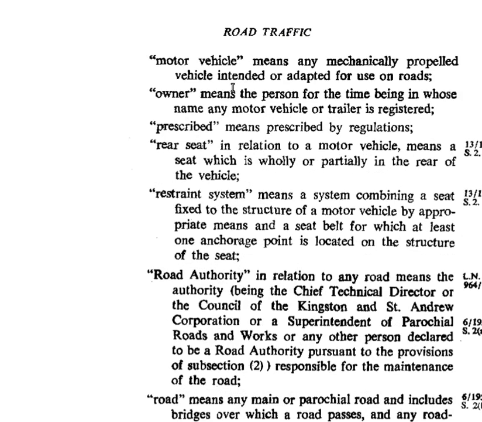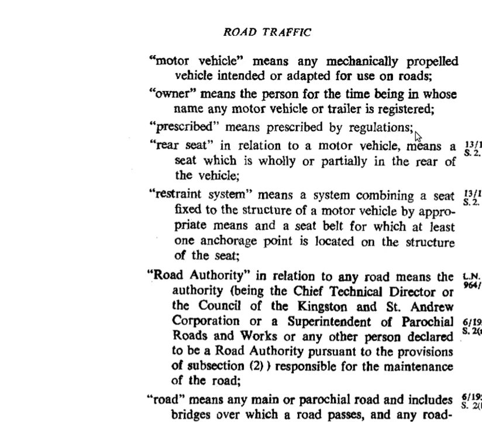Road traffic. Alright, motor vehicle means any mechanically propelled vehicle intended or adapted for use on road. Mechanically propelled. That means it could be a bicycle too. But when it says mechanically propelled, would an electric car be electrically propelled? Well, that might have to be adjusted in the future. But anyway, continue. Owner means the person, for the time being, in whose name any motor vehicle or trailer is registered. Right, so they might not be the person driving, but it's registered in their name.